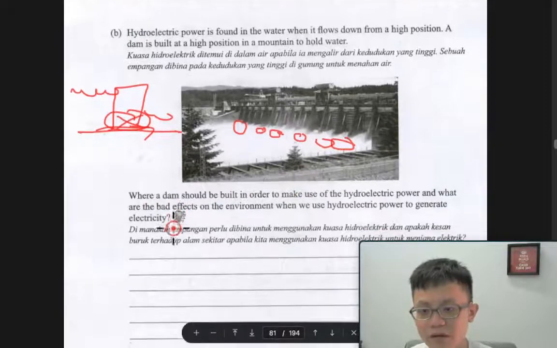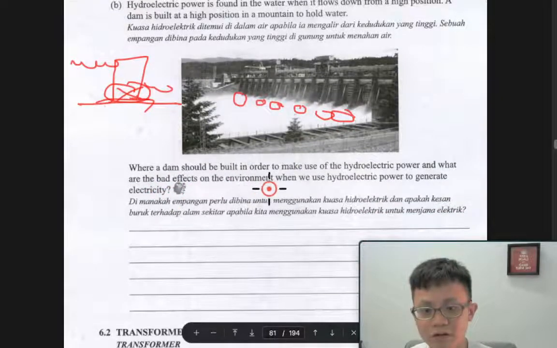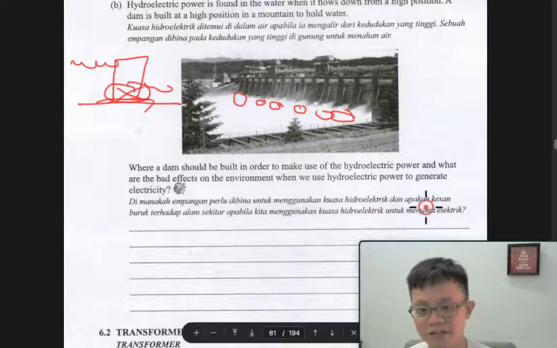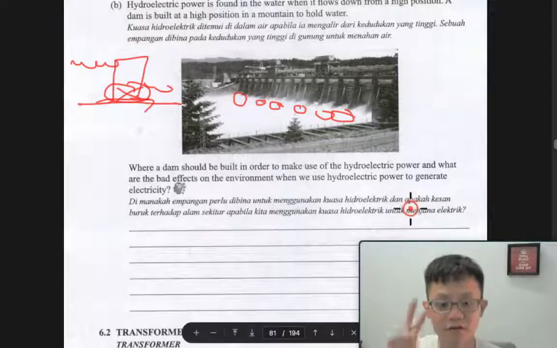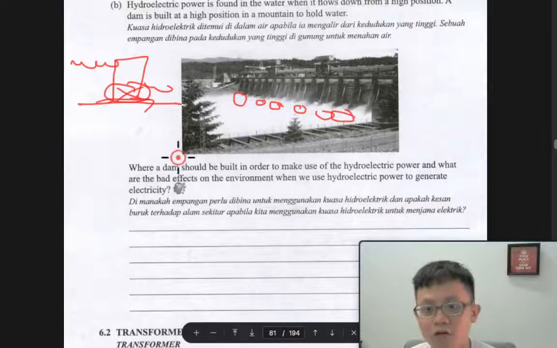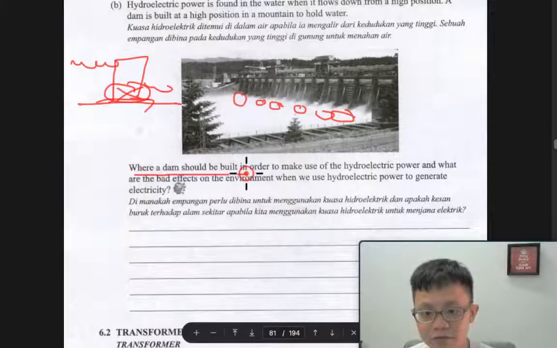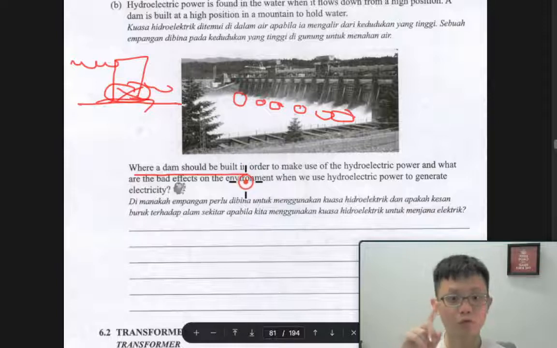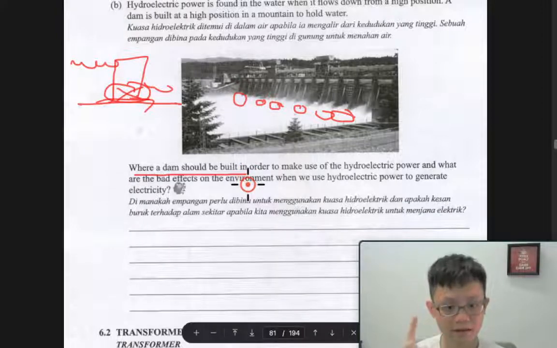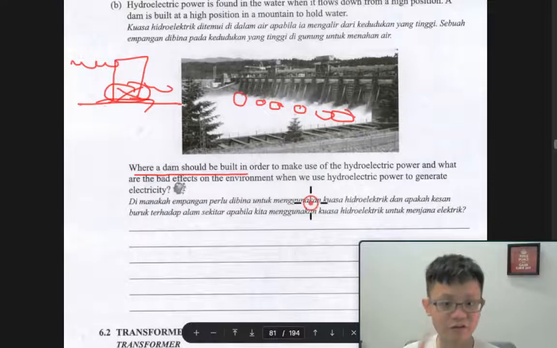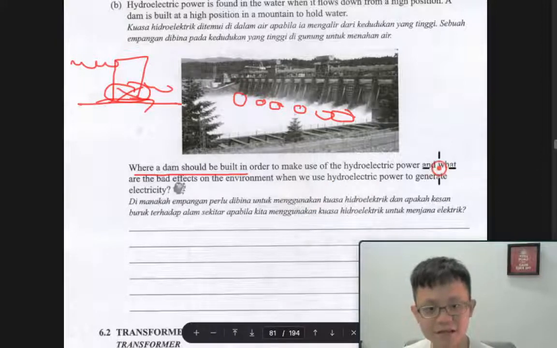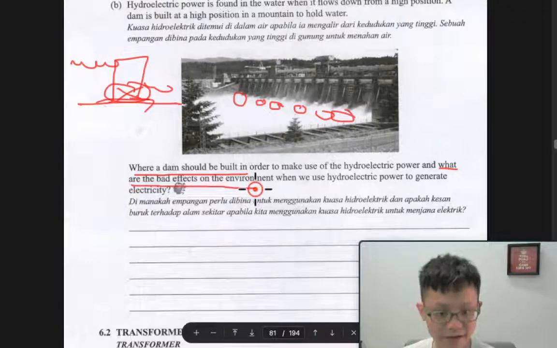Where should a dam be built in order to make use of hydroelectric power, and what are the bad effects on the environment when we use hydroelectric power to generate electricity? So this question has two parts, correct or not? The first question: where should it be built. When we read a question, we read properly. The second question is, what are the bad effects on the environment?